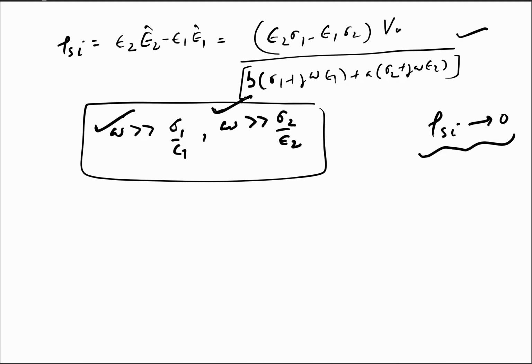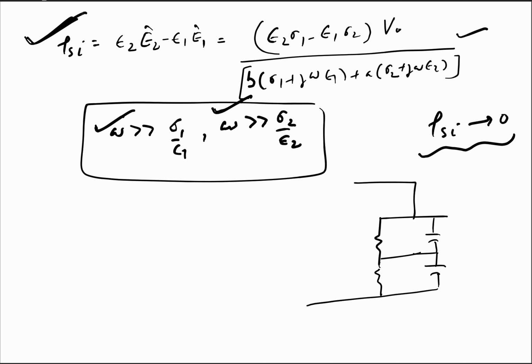So in this way, when the frequency is too high, then this circuit, as we know from circuit theory, will behave as a capacitive circuit only. And this is what we are seeing from electromagnetic field theory also. So in this way, we have derived the equivalent circuit theory model from electromagnetic field theory only.